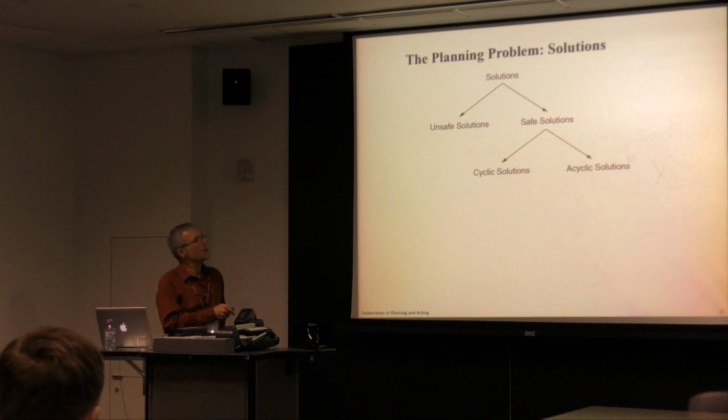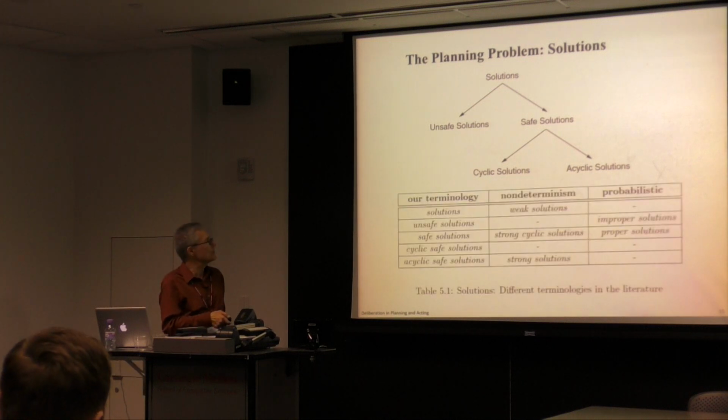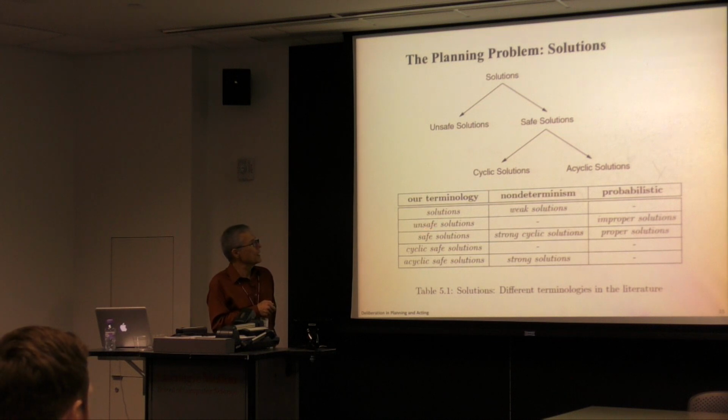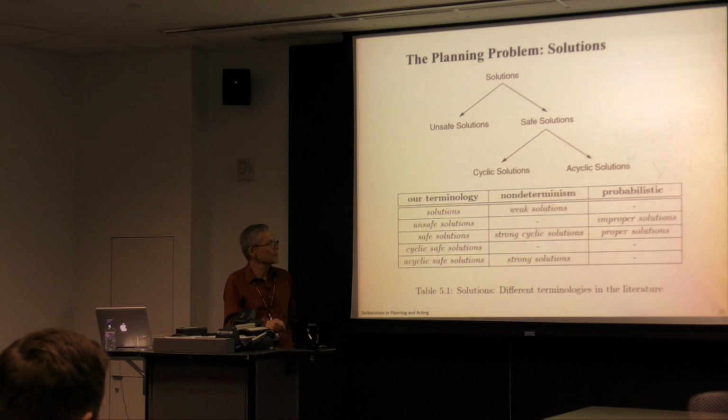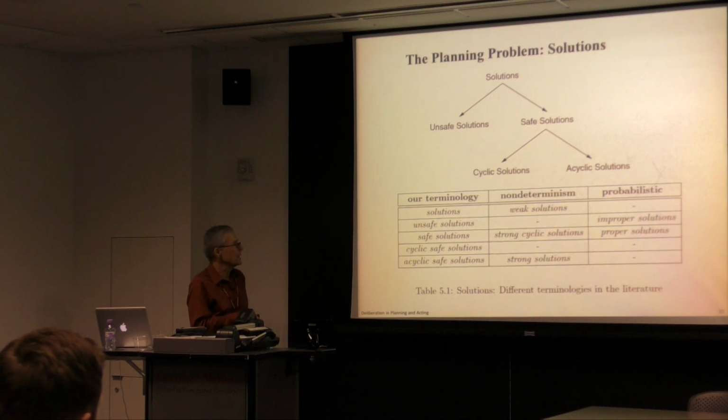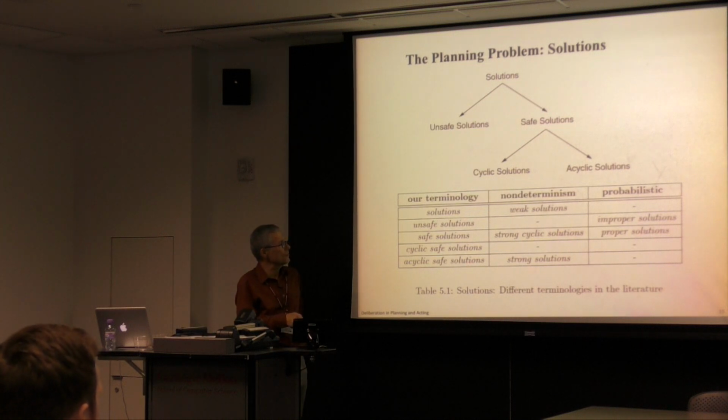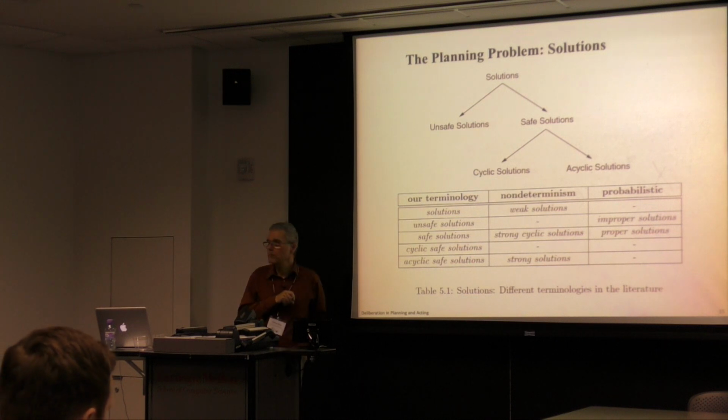There are some differences in terminology between what we use in the book and what's been used in some of the literature. What we call an unsafe solution doesn't really have a name in the literature on planning with nondeterminism. In planning on MDPs, it's sometimes called an improper solution. What we're calling a safe solution has been called a strong cyclic solution in the literature on nondeterministic planning, and a proper solution in MDP literature. Cyclic safe solution doesn't really have a name in either of these. An acyclic safe solution is what's called a strong solution here.